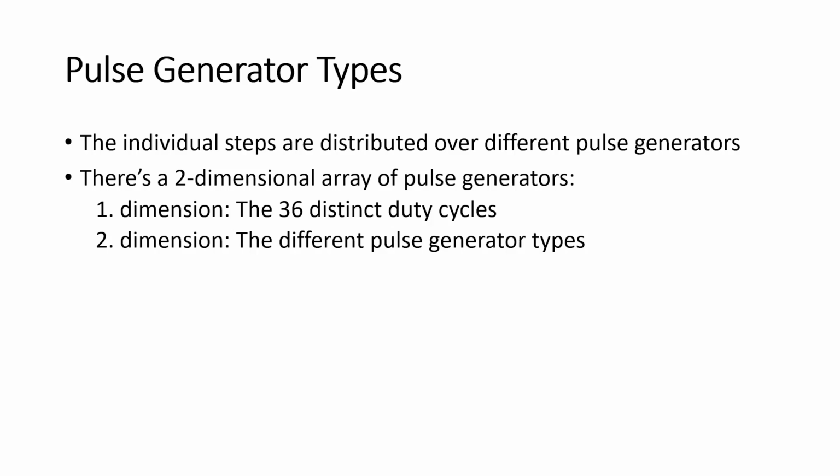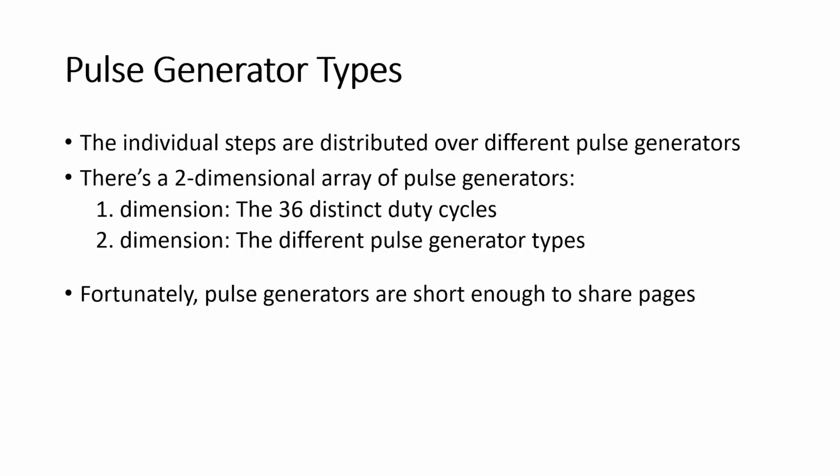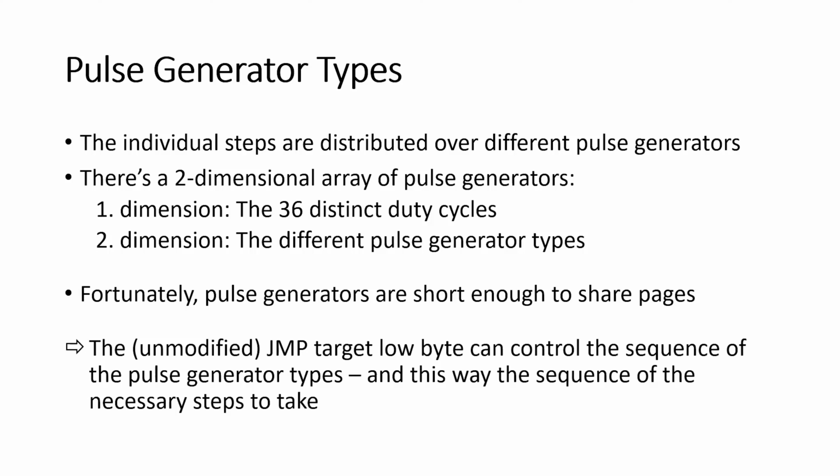But does that mean that we need another set of 36 pages for every pulse generator type? We would pretty easily run out of RAM quickly. Fortunately, pulse generators are short enough to share pages. What does that mean? The unmodified jump target low byte can control the sequence of the pulse generator types, and this way the sequence of the necessary steps to take.